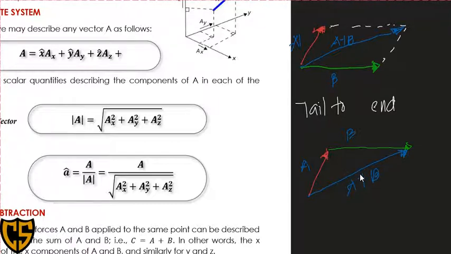So if we use tail to end, or when there are many vectors being used, we refer to this process as the polygon law. So you can attach even more vectors. Then what happens is that at the very last part, you extend it back to where you started, the start of your first vector. And then that will be your resultant force or vector.